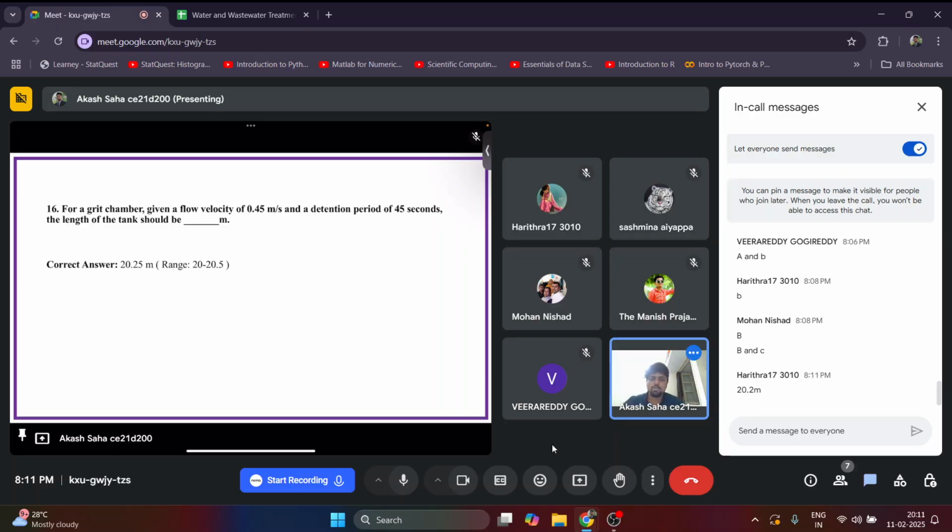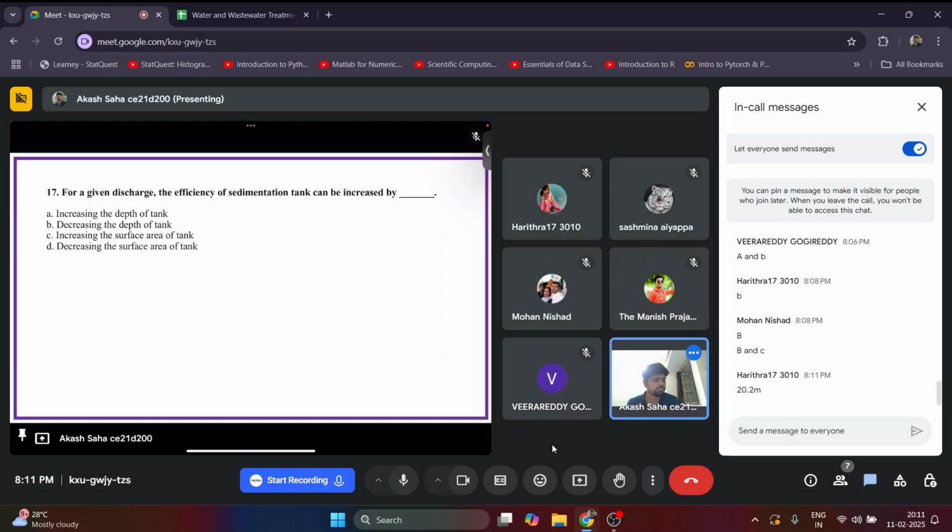Yes, 20.25. So how did we get it? We just have to simply multiply. So length is equal to flow velocity into the detention time. As you can see from the units also, one is in meter per second, other is in seconds, so second will get cancelled. We'll get meters, that is the length. So very direct. No need to think much.